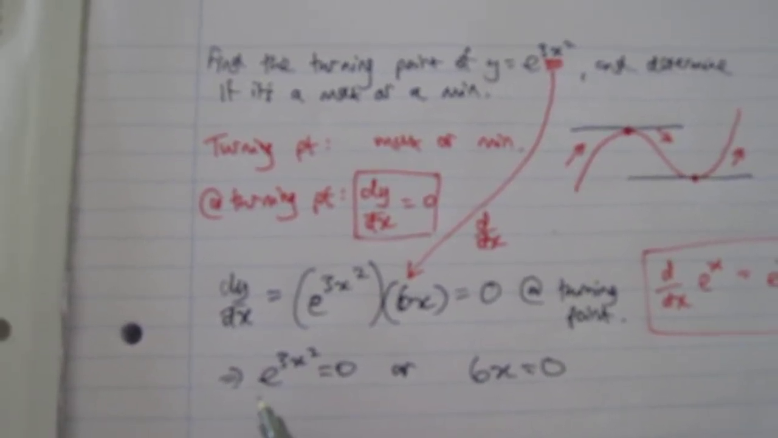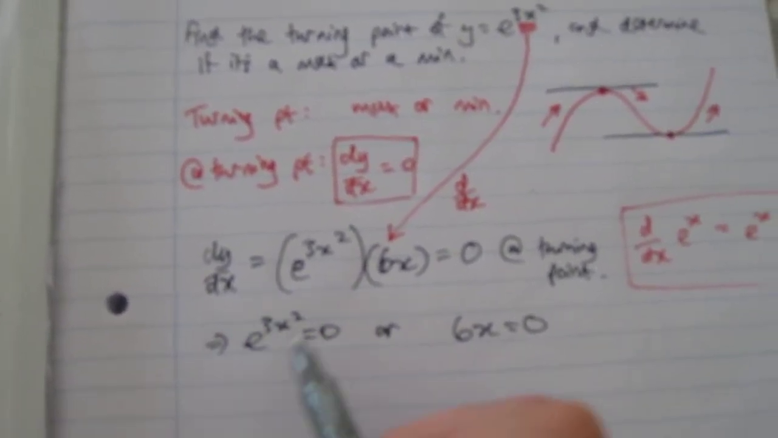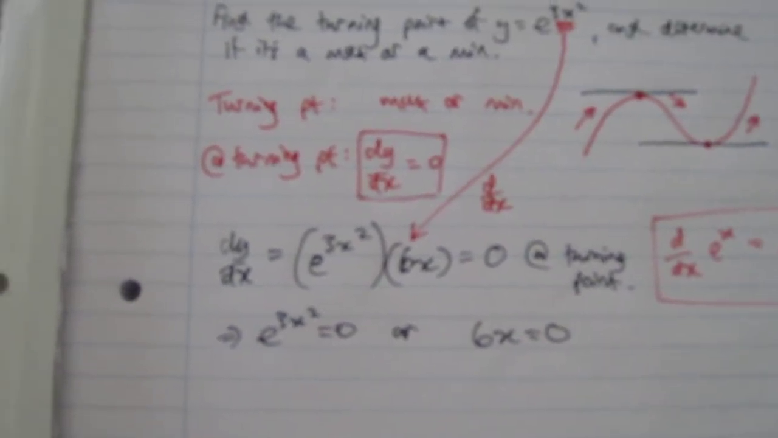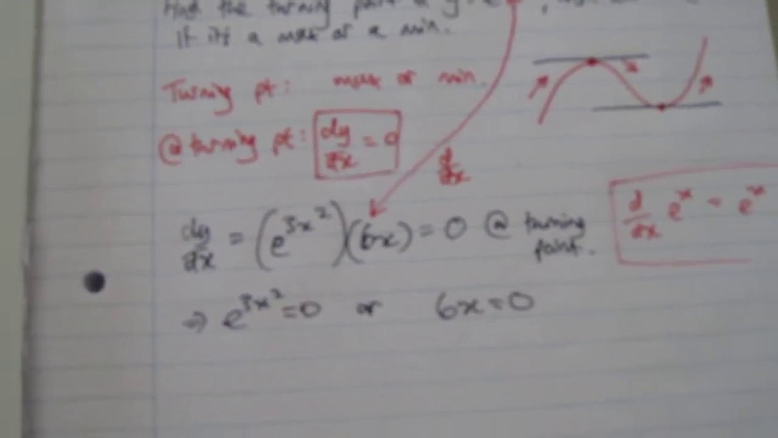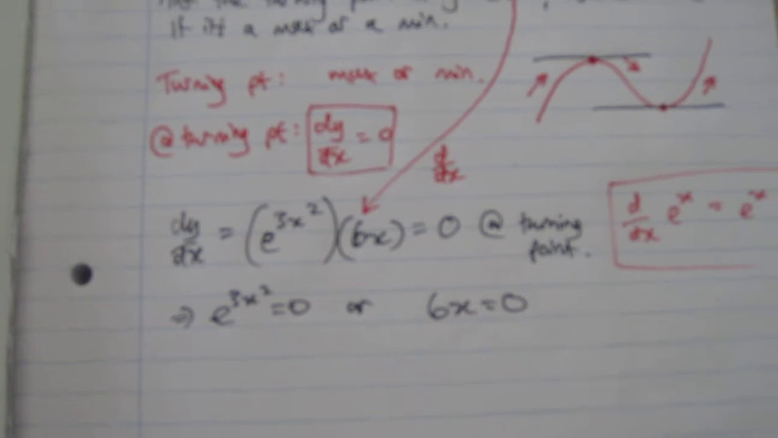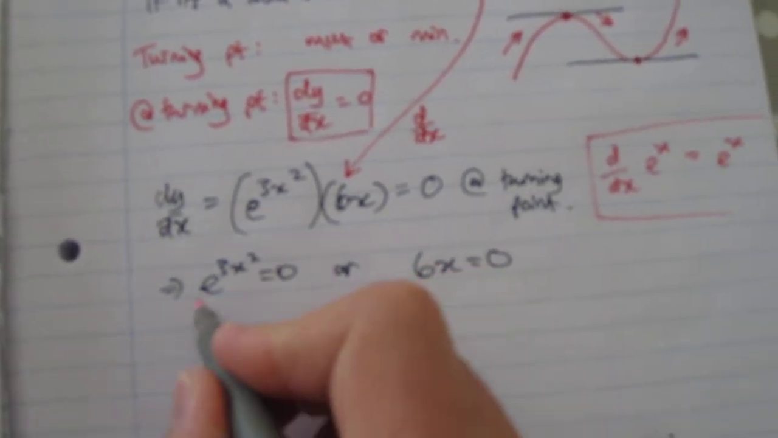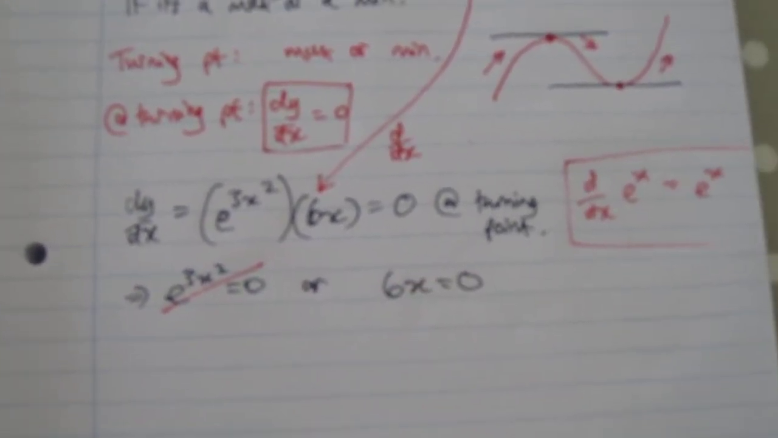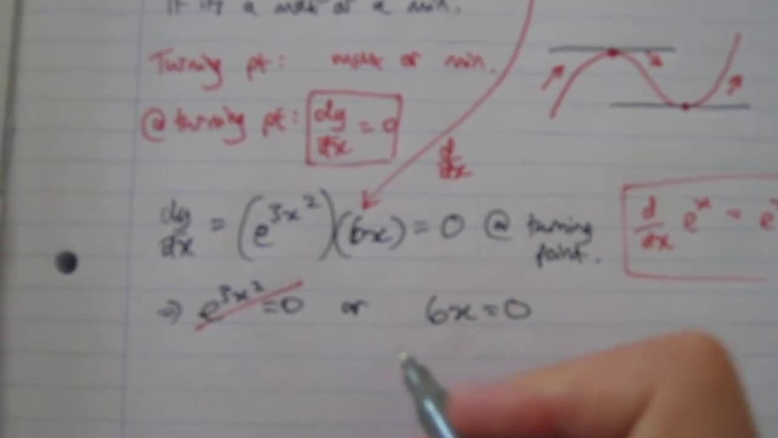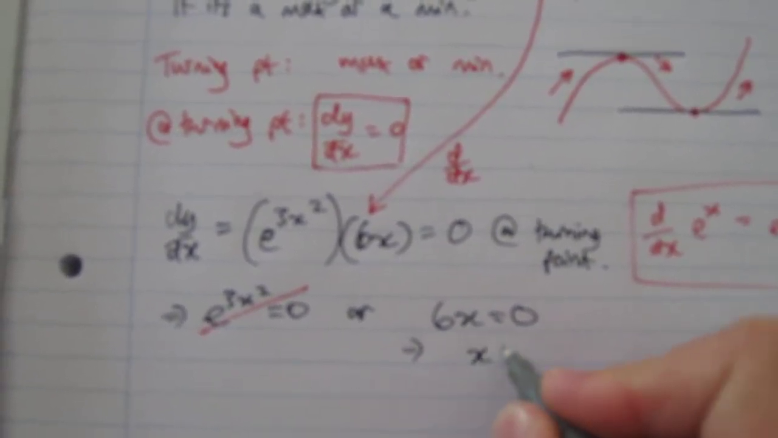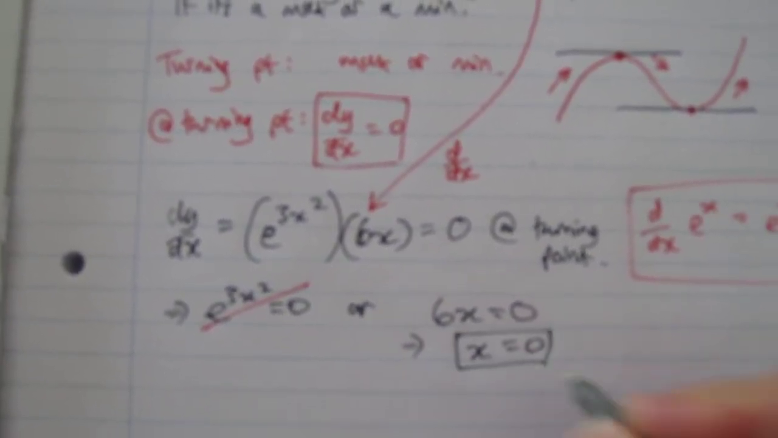So if you get your calculator and you try putting in any power you want into e, so e to the power of anything, you're never going to get 0. So this left hand one is never actually going to happen. That's impossible. So the only possibility is that 6x is equal to 0, divided by 6. That means x is 0.